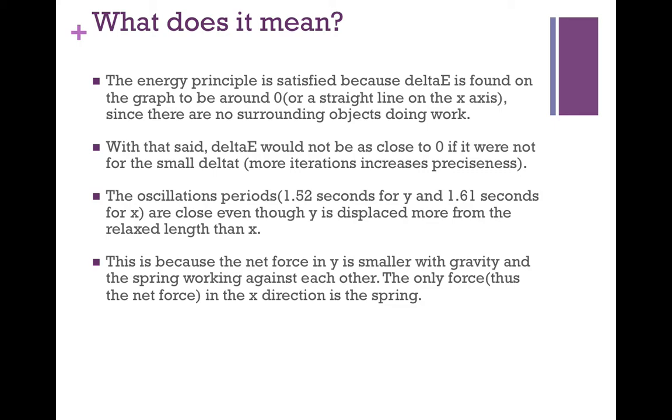So, what does it mean? Well, the energy principle is satisfied because delta E is found on the graph to be around 0, or a straight line on the x-axis, since there are no surrounding objects doing work, as noted before. With that said, delta E would not be that close to 0 if it were not for the small delta t, meaning more iterations increases the preciseness of the data.